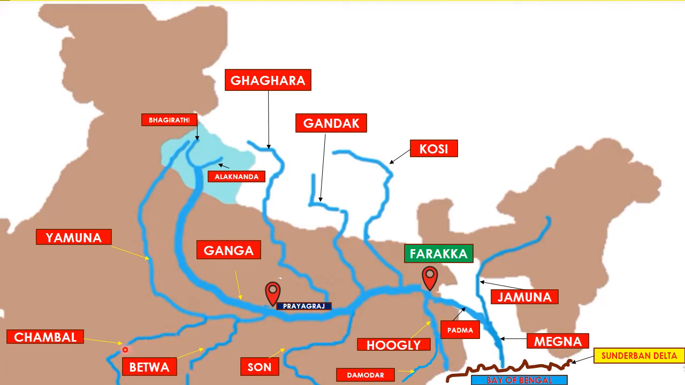Okay, then you can see Padma, which joins with Brahmaputra. Once it joins, it is called Meghna, and they finally empty out into the Bay of Bengal. Now here where they empty out, it forms a delta. Okay, and this is one of the most fertile deltas, which is called Sundarban Delta. So this is the entire journey of the river Ganga.